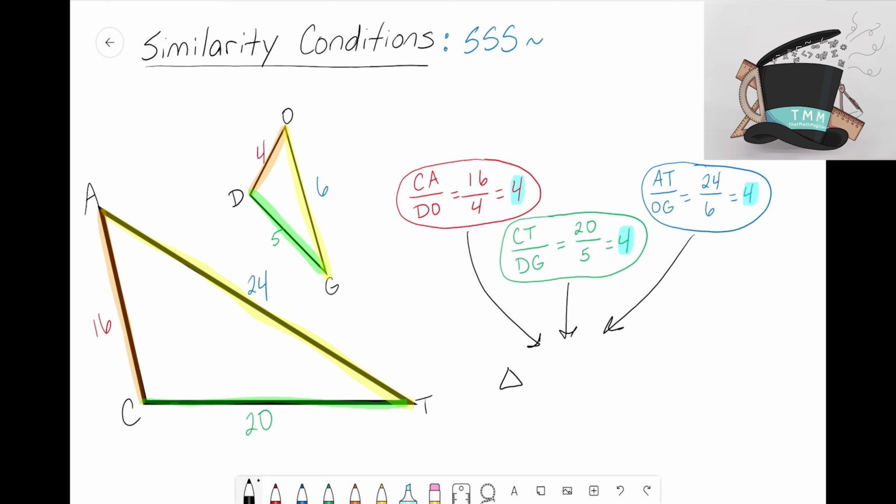So I'm going to write out that triangle CAT is similar to triangle DOG. Why are they similar? Well, we proved that with side-side-side similarity. Each side shared that same zoom factor of 4. That is enough for us to know that those two triangles are similar. We know that this smaller triangle, DOG, was just given a zoom factor of 4. It was dilated to create this larger triangle CAT.